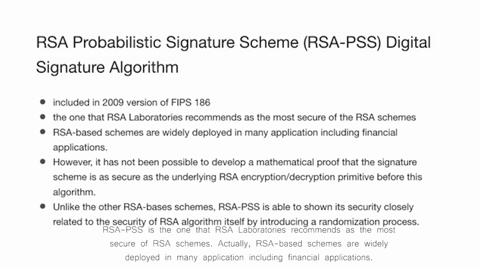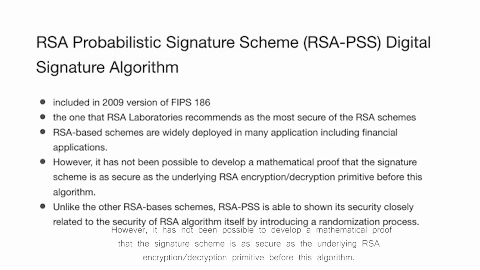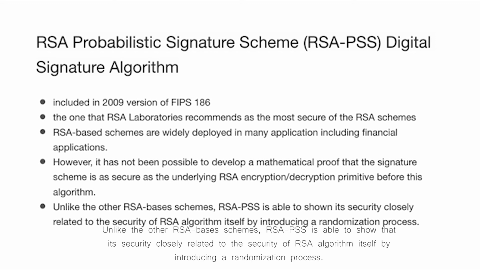RSA-PSS is the one that RSA Laboratories recommends as the most secure of the RSA schemes. Actually, RSA-based schemes are widely deployed in many applications, including financial applications. However, before this algorithm, it had not been possible to develop a mathematical proof that the signature scheme is as secure as the underlying RSA encryption or decryption primitive. For this algorithm, it's able to show that its security is closely related to the strength of the RSA algorithm because it introduced a randomization process.